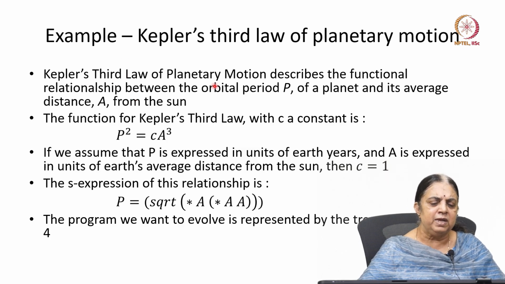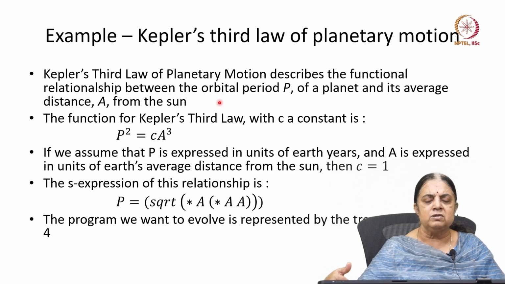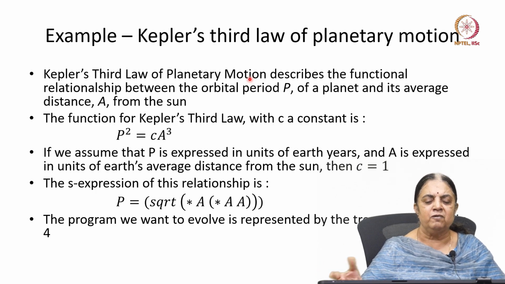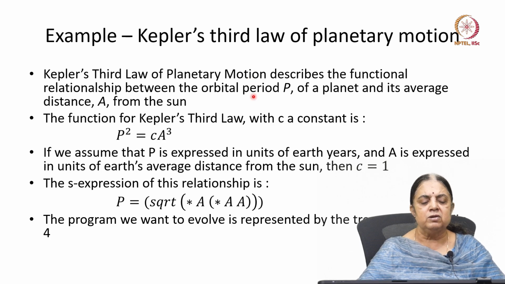There are many complicated examples given, but this is actually one of the simplest examples. So let us look at this. This pertains to Kepler's third law of planetary motion, which is a relationship between P and A. A is the distance of the planet from the sun, and P is known as the orbital period of the particular satellite, the period of revolution or rotation of the satellite which we are talking about.